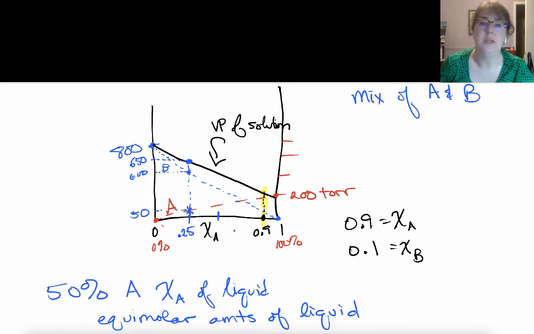So therefore, if we want equal molar amounts of the liquid, we need to find the place where there's 0.5 of A, because that's also going to be 0.5 of B, and then the question is going to be referring to information that's happening here. But reading the problem to realize if it's equal molar amounts of the liquid, that means that you need to investigate the x-axis because that's where the mole fraction information is, and that's where your liquid is.